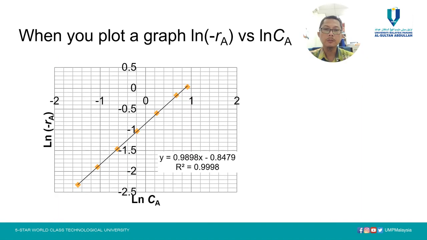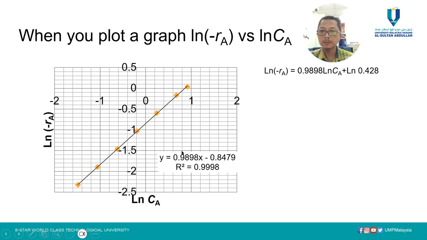When you plot a graph, we use a log graph. We find the rate from the previous graph, and we plot again with ln of the concentration of A. When we plot ln rate versus ln concentration of A, we get a straight line like this. By using Excel regression, fitting the curve with a trend line and checking the equation of the trend line, you can get this equation.